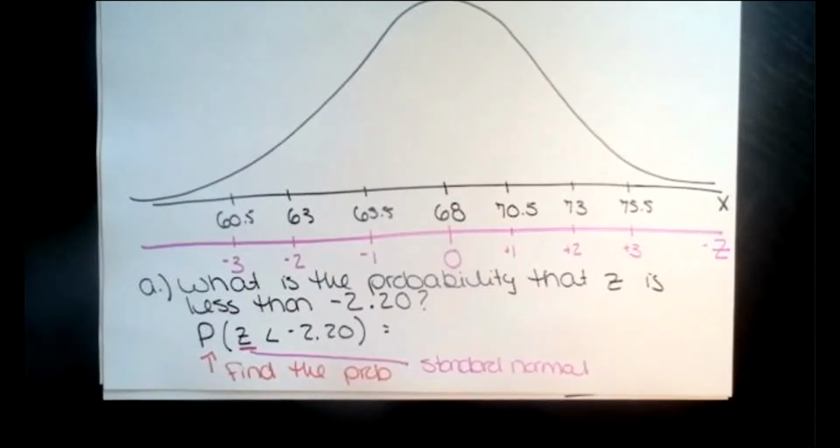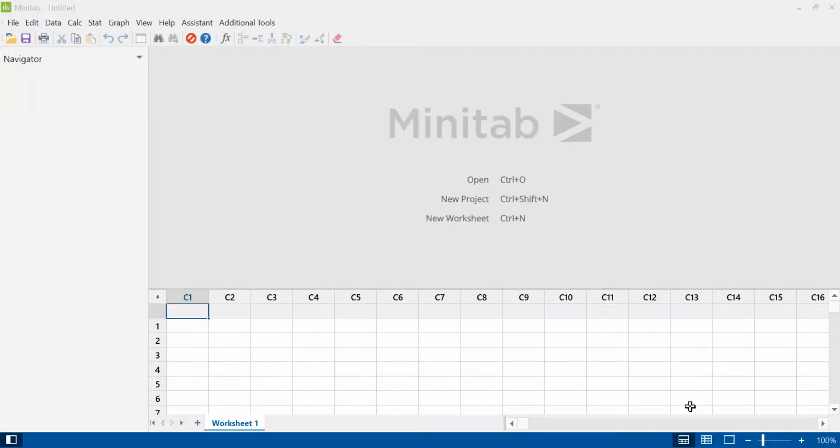Okay, now let me show you my Minitab. So I'm going to go back in just to this blank Minitab screen. If you want to calculate a probability, you're going to go up to the top menu here, and you're going to go right up to Calc.